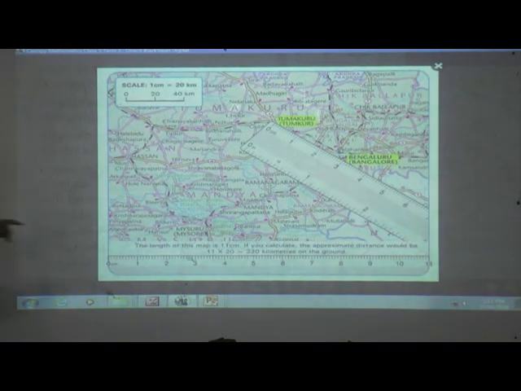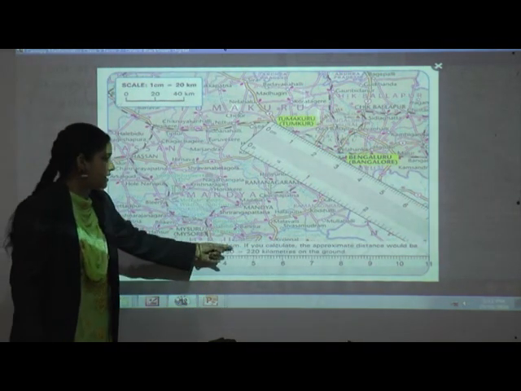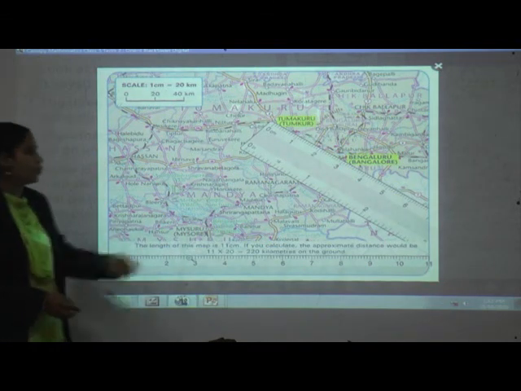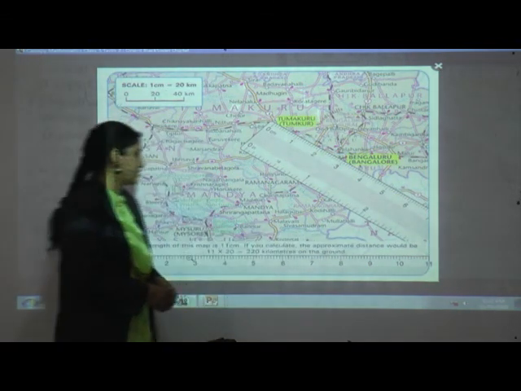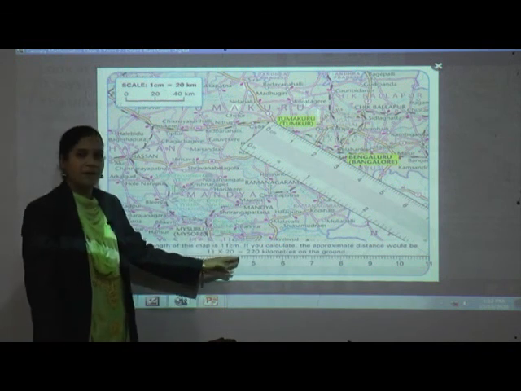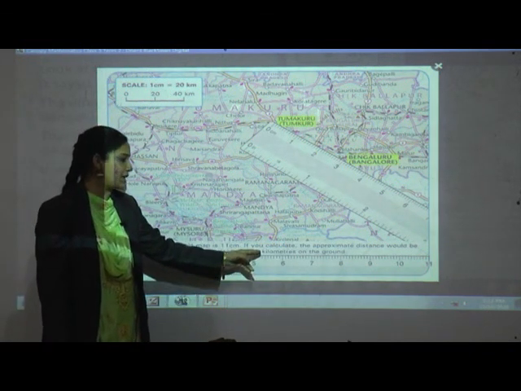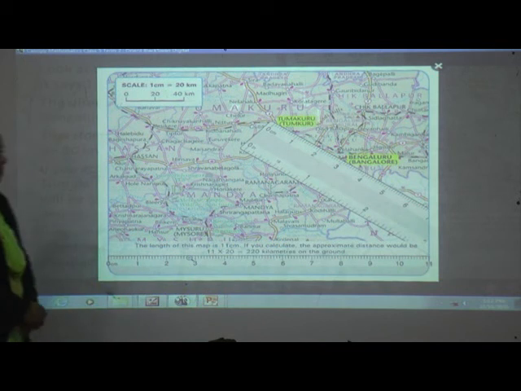they have given us the length of this route on the map as 11 centimeters. If you calculate, the approximate distance would be 11 multiplied by 20, that means 220 kilometers on the ground. Okay, like this, a scale can be given on the map.